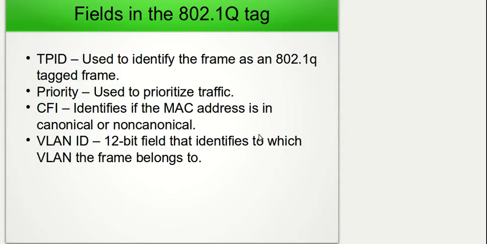The CFI field identifies whether the MAC address is in canonical or non-canonical format, and the VLAN ID field is probably the most important field in the 802.1q tag, as it identifies to what VLAN the frame belongs to.